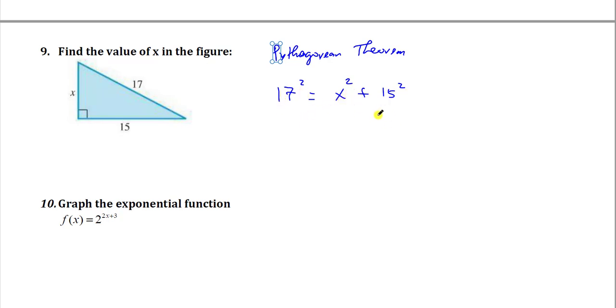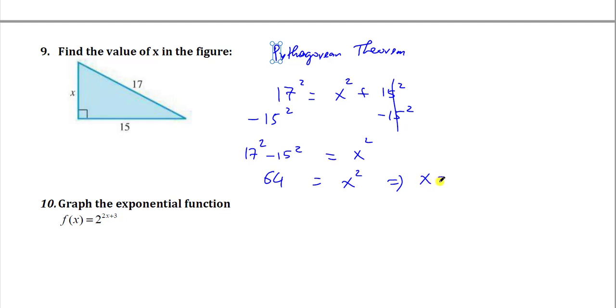17 squared equals x squared plus 15 squared. We can subtract 15 squared on both sides because I'm trying to isolate x squared. So x squared is equal to 17 squared minus 15 squared. 17 squared is 289. 15 squared is 225. So 289 minus 225 gives me 64, equal to x squared.